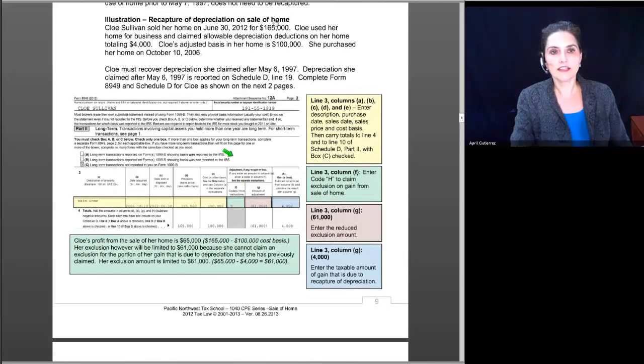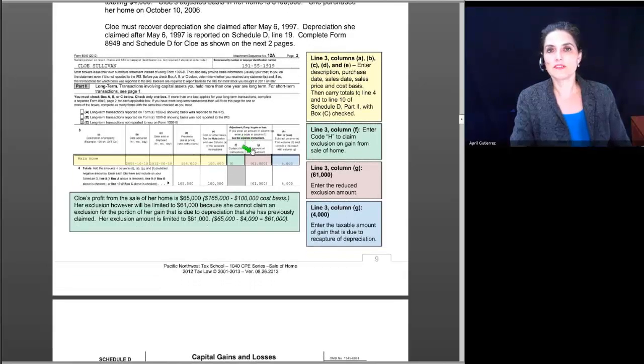Her gain, she sells for $165 and pays $100. Her gain is $65, but she cannot exclude the gain that is attributable to recovery of this depreciation of $4,000. So she subtracts $4,000 from the exclusion amount she's allowed, and she enters the net total, which is $61,000. And then in column H, she will enter the taxable portion of her gain.